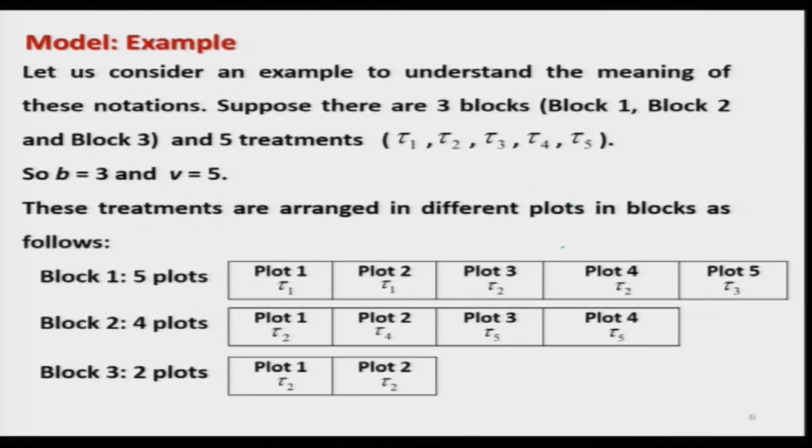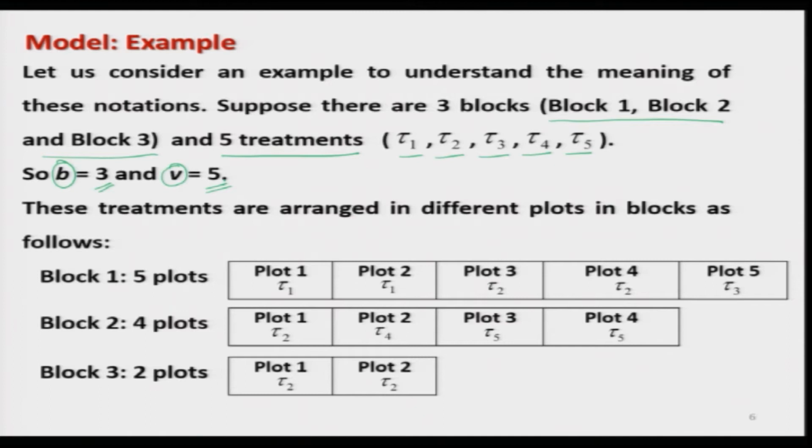Right. So, now let me take a very simple example and show you the meaning of this B_i, tau_j, T_j, etc. Let us consider that an experiment is being conducted in 3 blocks, named block 1, block 2, block 3, and there are 5 treatments, indicated by tau 1, tau 2, tau 3, tau 4, tau 5. So, according to our symbols, the total number of blocks, indicated by small b, is going to be 3, and the total number of treatments, indicated by small v, is going to be 5.